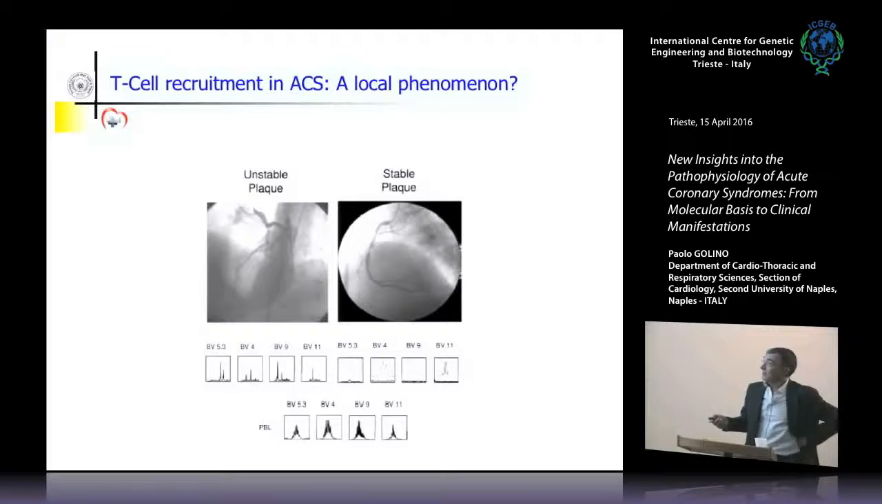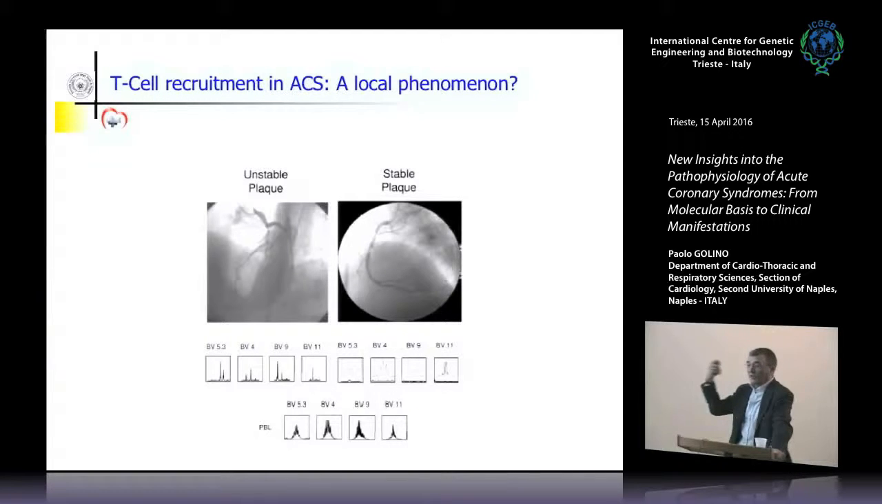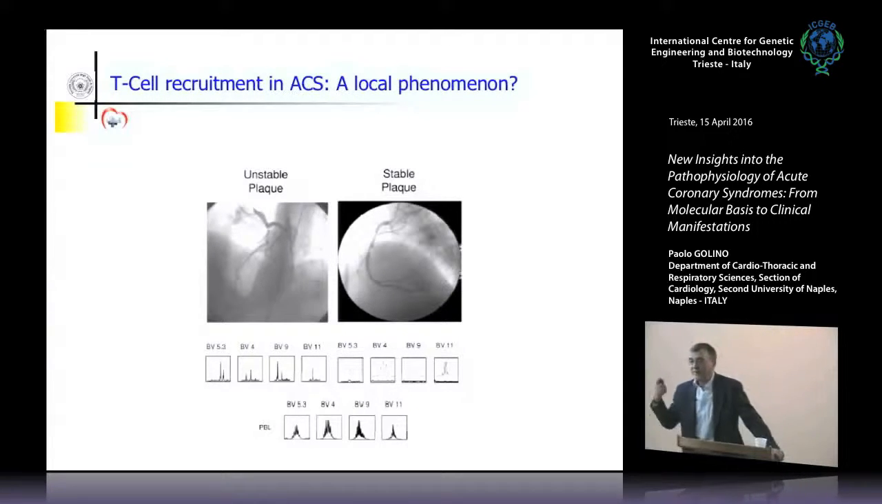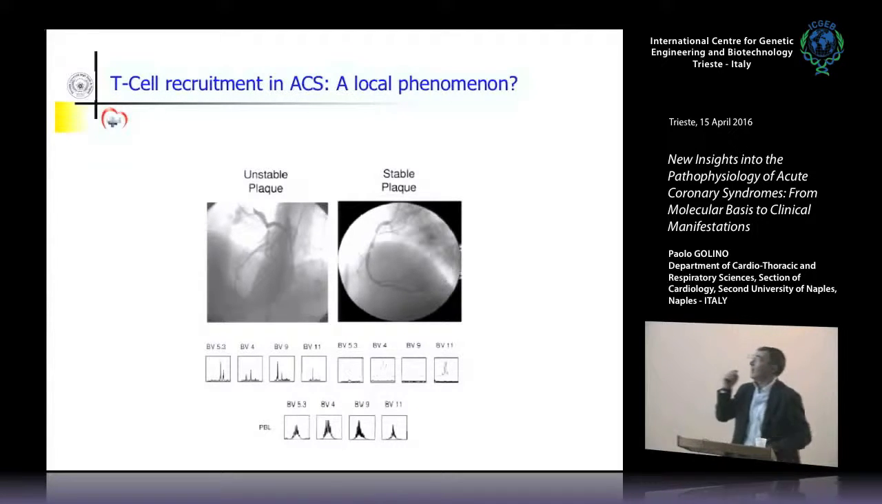As you can see here, we have again a profound derangement of the TCR receptor repertoire, which was not present in the stable plaque. It was an anecdotal finding, of course, but this finding suggested to us that the activation of the immune system was not something occurring systemically, but was local, that is, exactly at the site where the atherosclerotic plaque complicated.